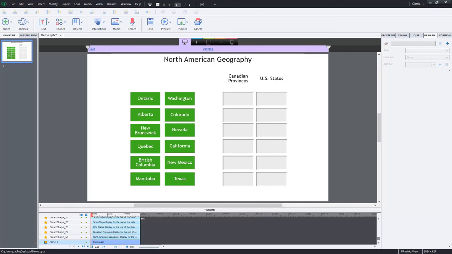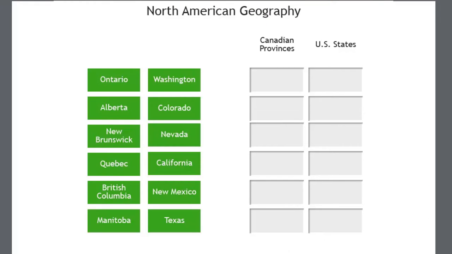So here's the problem. I have this interaction all set up so that I can create a drag and drop interaction. But before I do, it's occurred to me that, for example, the Ontario box here would fit underneath the Canadian provinces, but it isn't necessarily going to always go to this one box over here. It could be placed in this one, this one, this one, this one, or this one. And the same thing is true of all of the other items. So how do we create a drag and drop interaction that allows a user to place any of the correct answers in any of the correct locations?